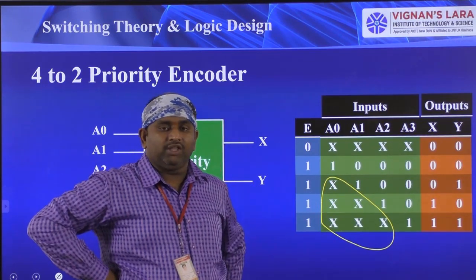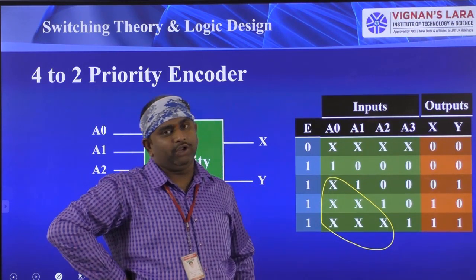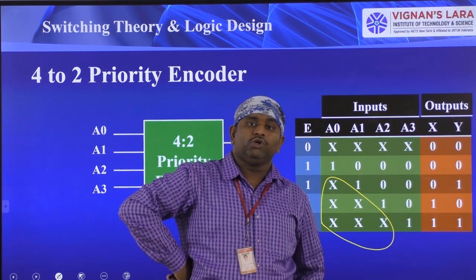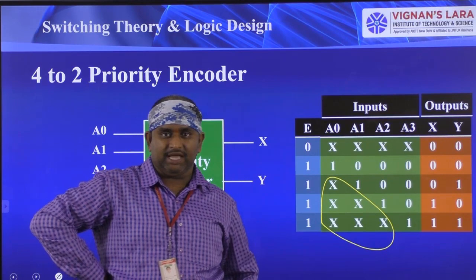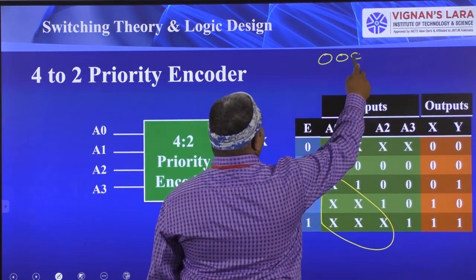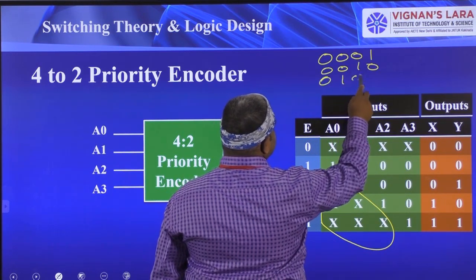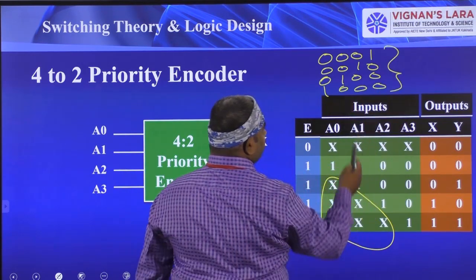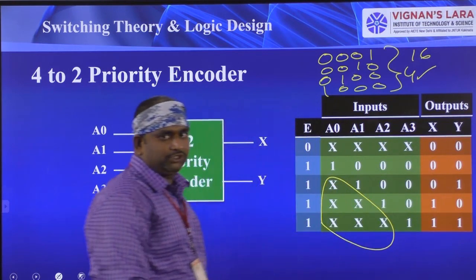So see here, at the input side, I said that 4 inputs are available. With the 4 input bits, how many input combinations will I get? 2 power 4 input combinations. There are 16 possible combinations. From the 16 possible combinations, I am taking only 4 possible combinations. These are the 4 possible combinations.